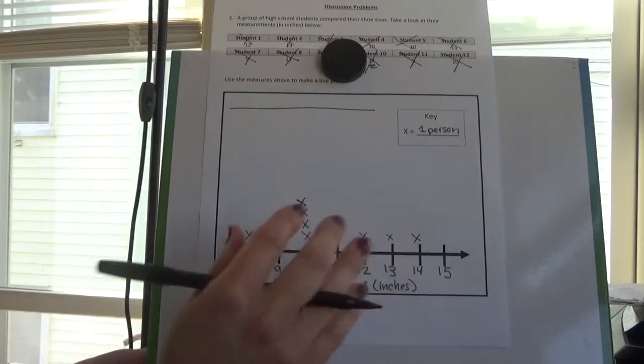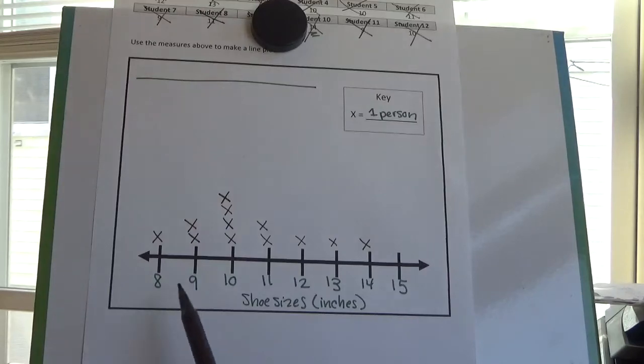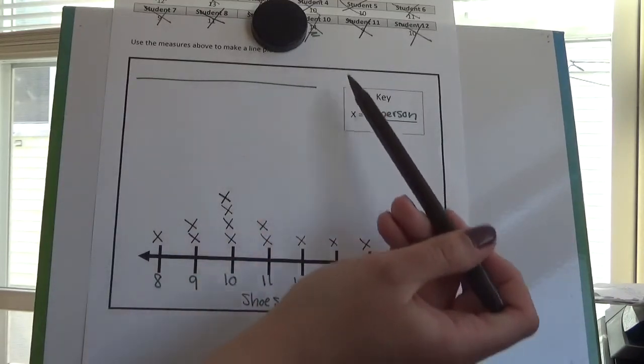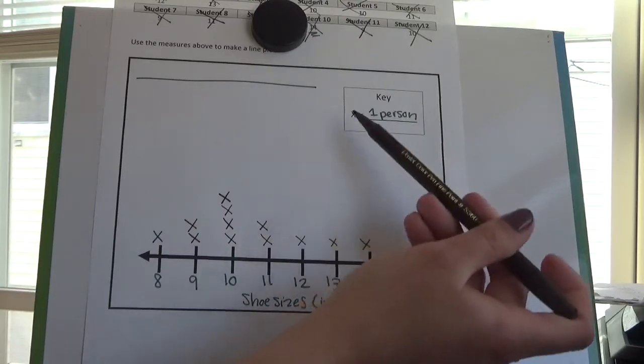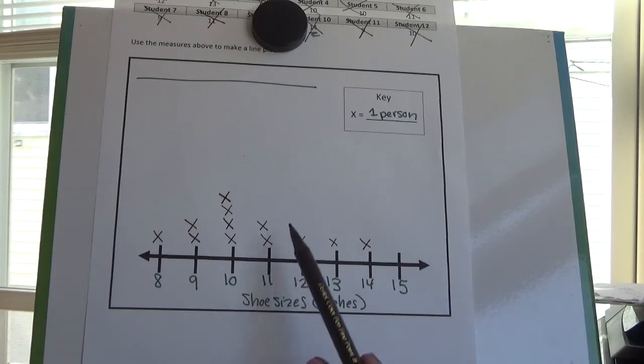So we just represented our data here in our line plot. We know that we're measuring in terms of inches, and that each X represents one person. So the shoe size is in inches. So this is one person has a size 8 shoe. 2 people have a size 9 shoe. 4 people have a size 10 shoe. 2 people have a size 11 shoe. 1 person has a size 12. 1 person has a size 13. And 1 person has a size 14.